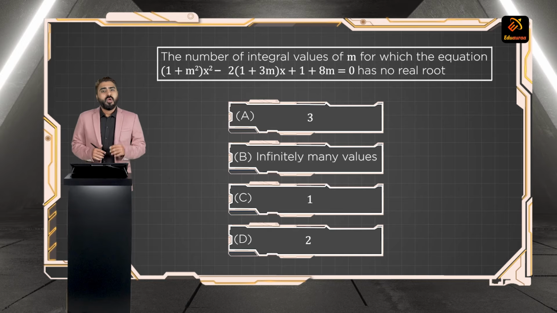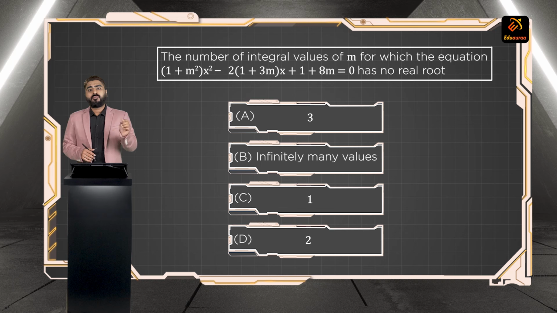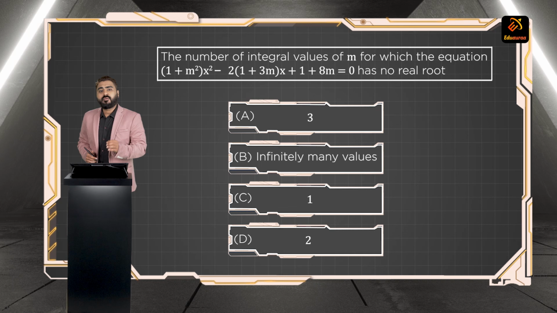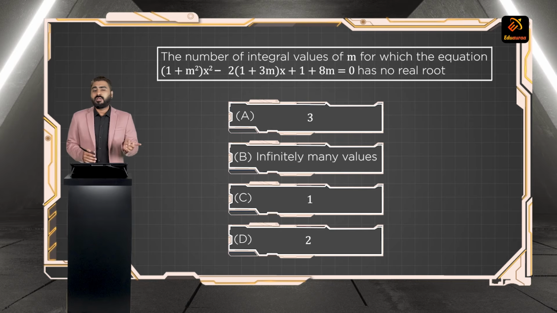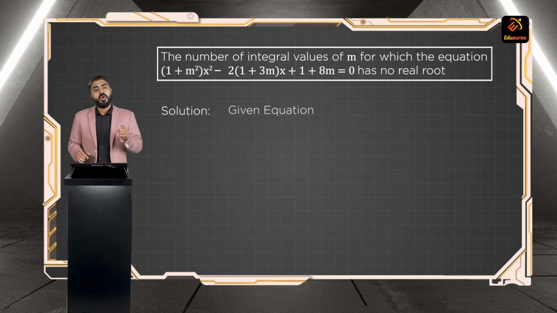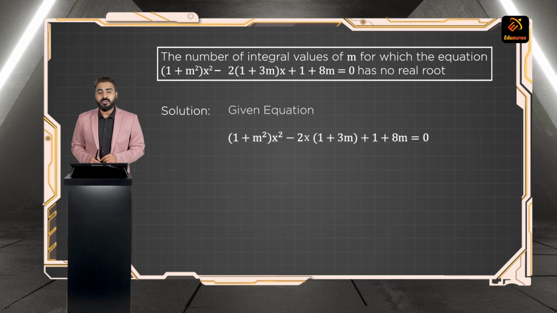And how do we solve? So students, first we have to convert this equation into quadratic form, and then we have to use the discriminant, that is D. What is D? b² - 4ac less than 0, because the roots are complex. So students, let's convert this into quadratic first. The given equation is (1 + m²)x² - 2x(1 + 3m) + 1 + 8m = 0.